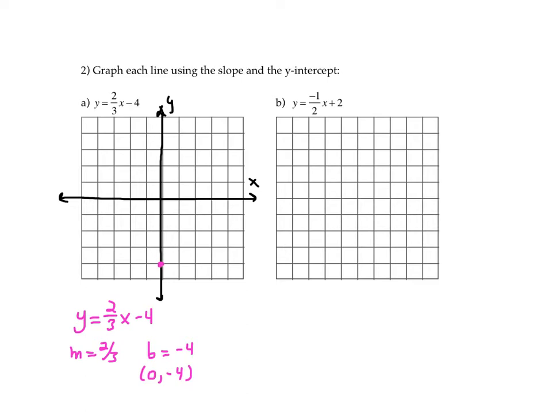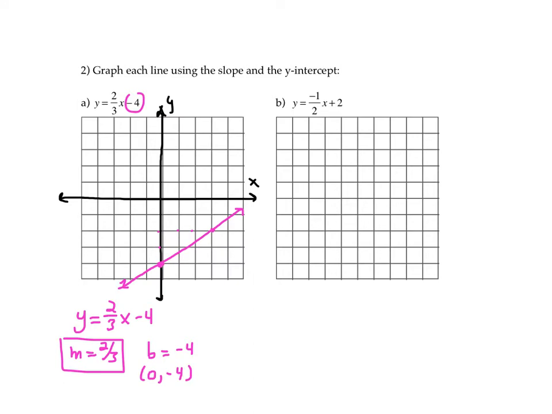Now we want to use the slope of 2/3 to get more points on the line. So it's a positive 2/3, so the rise is 2. So from that y-intercept come up 2, and then the run is +3. So go to the right 3 and put a point. And then you can connect those 2 points and make your line. Okay, you can check it. Check out the y-intercept, see that it's -4, which it is. Check out the slope, +2 over +3.